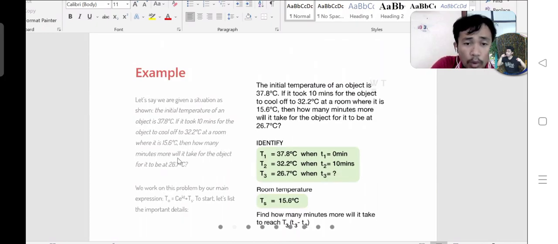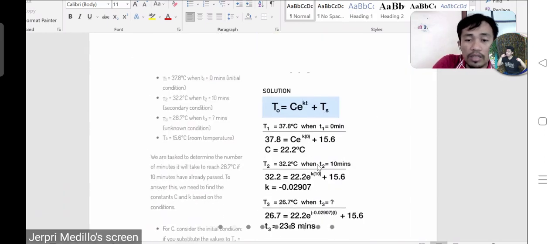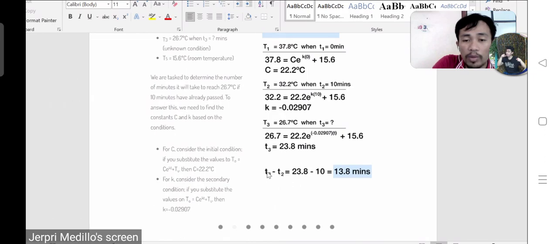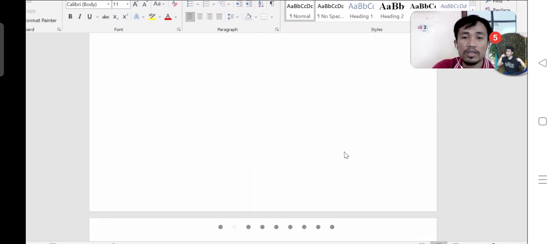how many minutes more will it take? So how many more minutes will it take to fill? So it means based on 10, after 10 minutes, how many more minutes until it reaches 26.7 degrees Celsius. And then this will become our formula, the time T3 minus T2 is equal to 13.8 minutes. So, the additional time is 13.8 minutes. Okay.